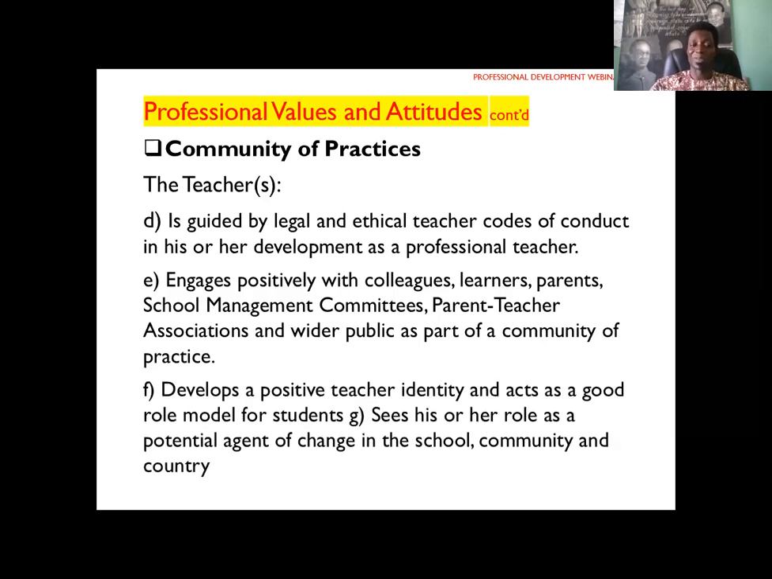Teachers are also expected to develop a positive teacher identity and act as good role models for students. Teachers must also see their role as a potential agent of change in the school, community, and the country.